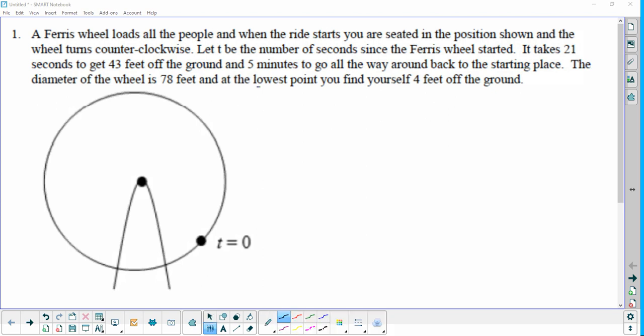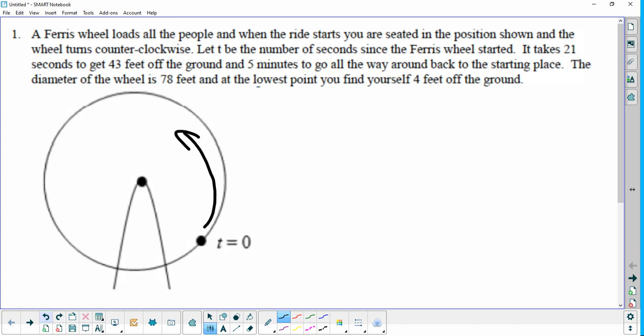So for these Ferris wheel problems, a Ferris wheel loads all the people, and when the ride starts, you are seated somewhere around here. The wheel turns counterclockwise, so you're there. Counterclockwise, you'll be going up first, based off of that spot. Let t be the number of seconds since the Ferris wheel started. It takes 21 seconds from that spot to get to 43 feet.